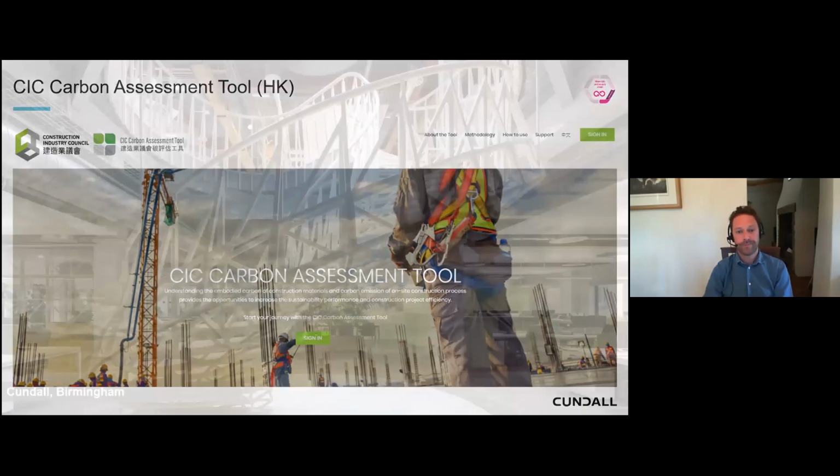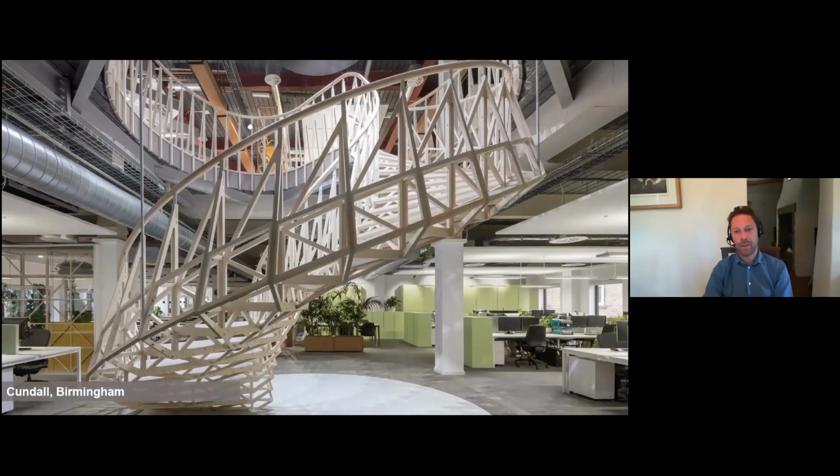A little example, in our Birmingham office here, we used timber panels to form quite a beautiful feature staircase in the centre of the office. So a great material because there's sequestered carbon in there, but we also worked hard to make sure it all sat within standard panel sizes and to reduce waste and everything as we go through there.